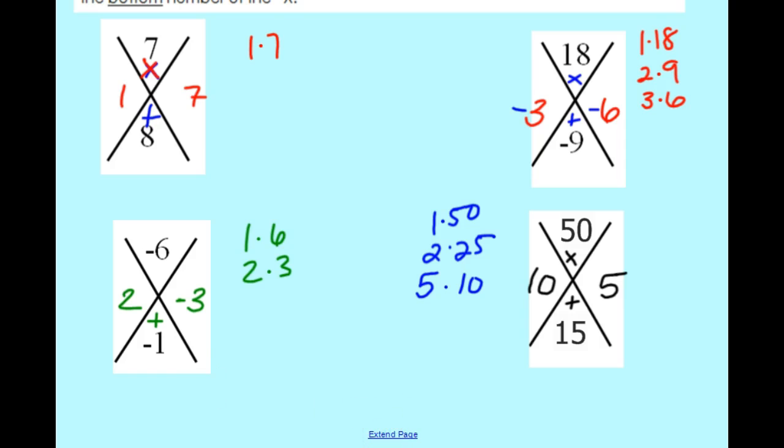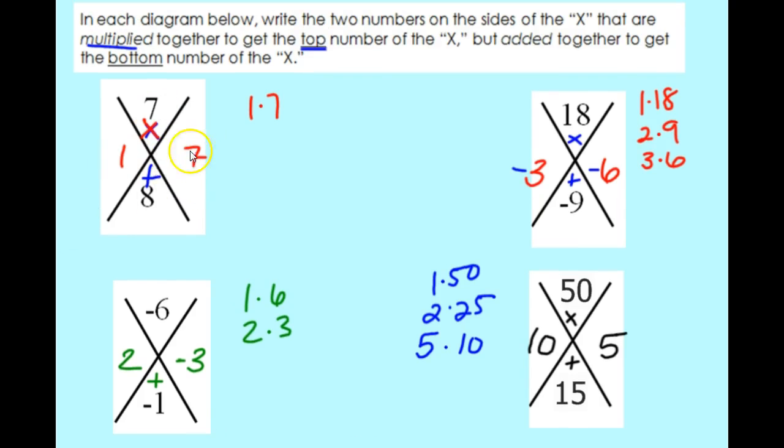So go ahead and try your Diamond Problems worksheets. You just have to figure out what two numbers go on either side.